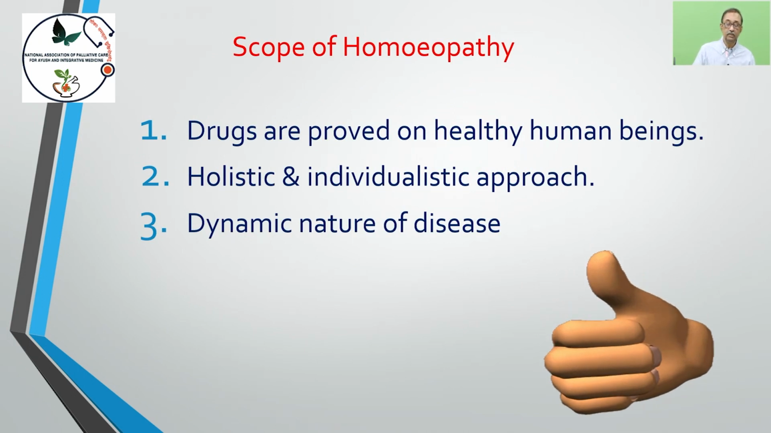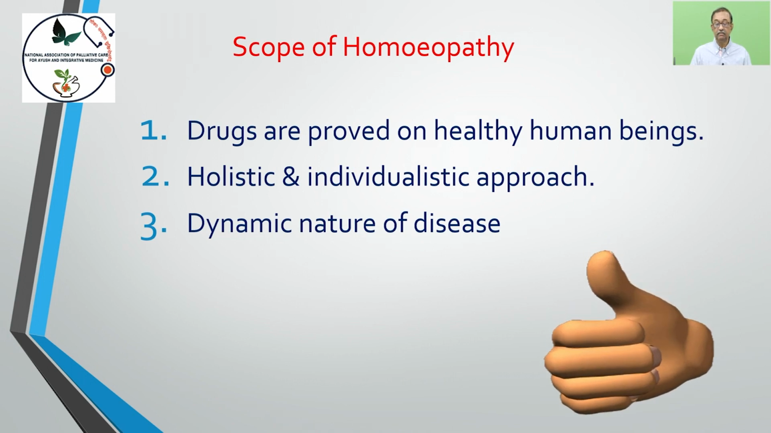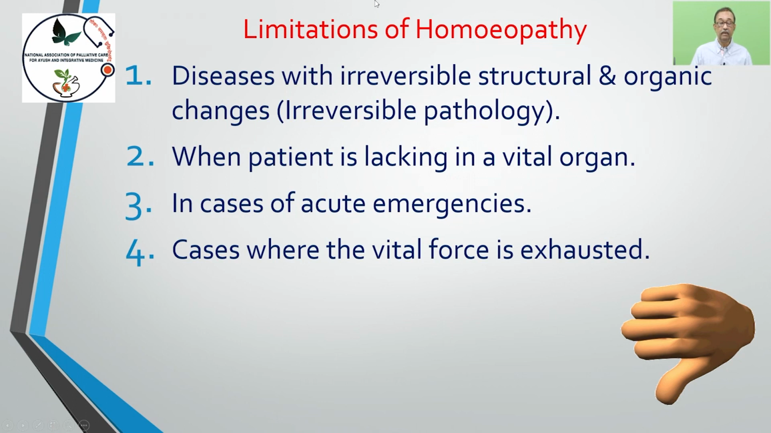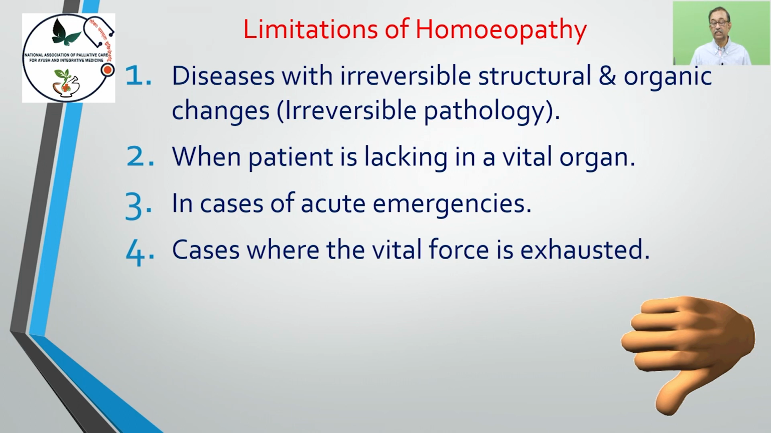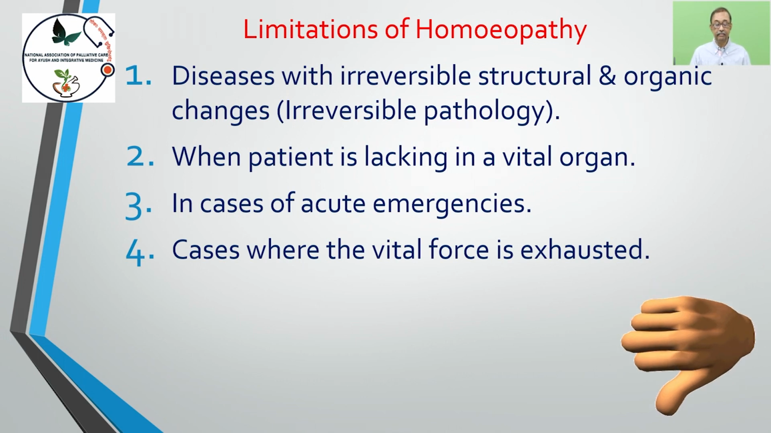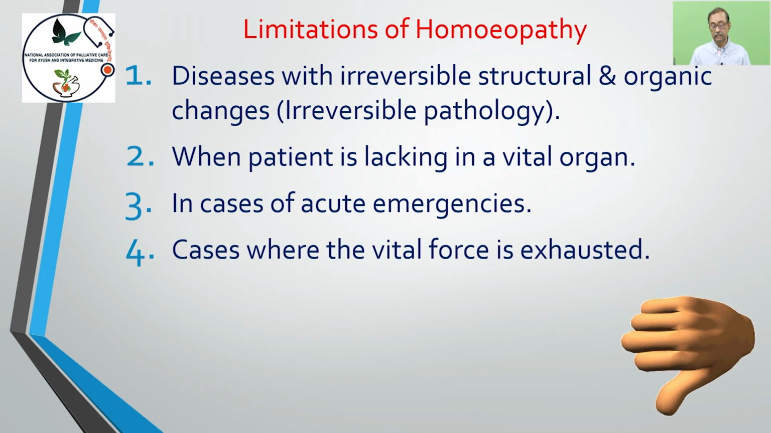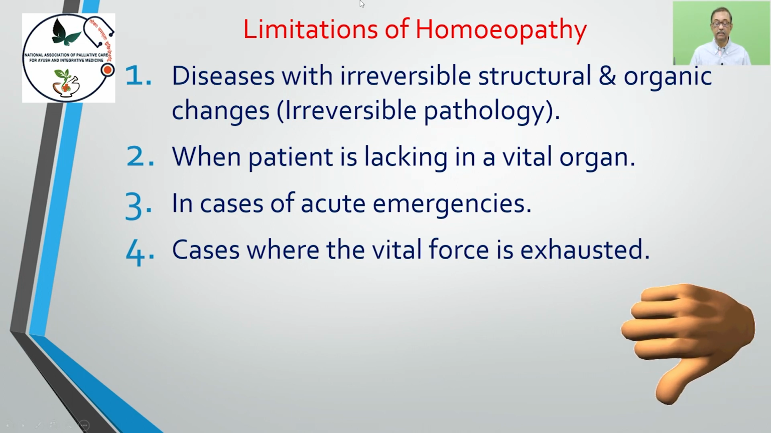What are the scopes of homeopathy? Drugs are proved on healthy human beings, holistic and individualistic approach, dynamic nature of disease. And what are its limitations? Diseases with irreversible structural and organic changes, irreversible pathology, when patient is lacking in a vital organ, in cases of acute emergencies, cases where the vital force is exhausted. These are said to be the limitations of homeopathy.